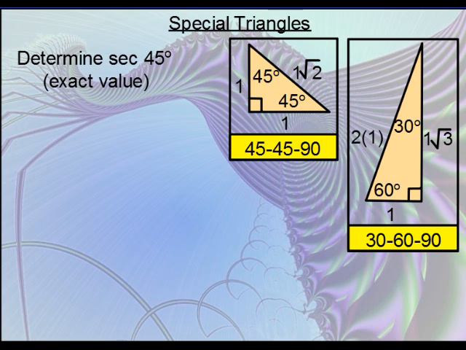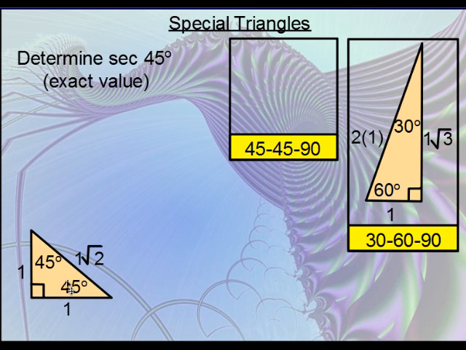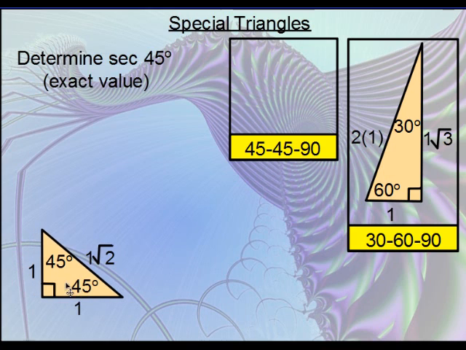How about this one? Determine the secant of 45 degrees. The 45, 45, 90 triangle is what we need to focus on. We have two 45-degree angles here, so let's just pick one. I'll choose this. And again, just as before, determine all the different sides. Square root of 2 is the hypotenuse. And drawing an arrow out from 45 degrees, we get the opposite side. That leaves the adjacent side down below.